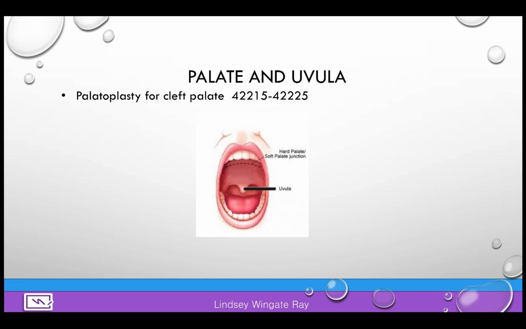This is the palate or the uvula of the mouth. A palatoplasty for cleft palate is coded with 42215 through 42225. This is the uvula of the mouth, and this is where the palate is.